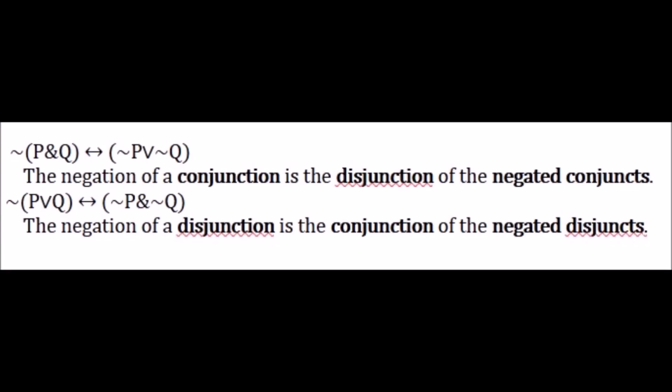As for the particular equivalence I just introduced, where the negation of P and Q ended up being the equivalent of not P or not Q, it is the discovery of Augustus de Morgan. His famous theorems regarding the equivalence of negations of conjunctions and disjunctions are: the negation of a conjunction is the disjunction of the negated conjuncts, and the negation of a disjunction is the conjunction of the negated disjuncts.